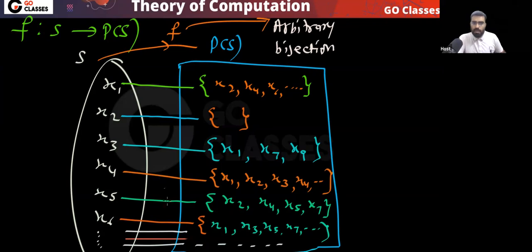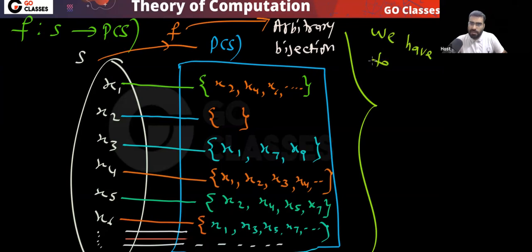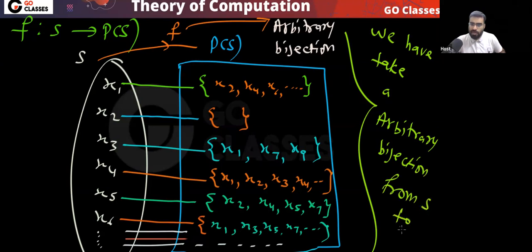Now, in the diagonalization idea, what do we do? We have taken this random bijection. We have taken an arbitrary bijection from S to PS. This is what we have done. Now what do we do?